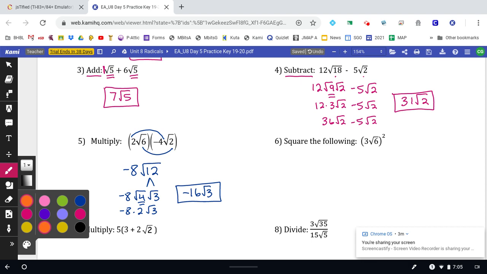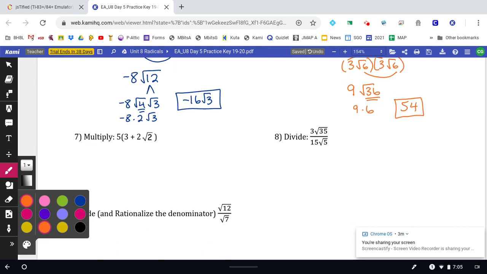Number 6. So number 6, I'm squaring the following. When I see that exponent of 2, that's going to give me 3 radical 6 times 3 radical 6. Multiplying my outside numbers and my inside numbers, I get 9 radical 36. Now 36 is a perfect square. So this is really just 9 times 6, which is 54.